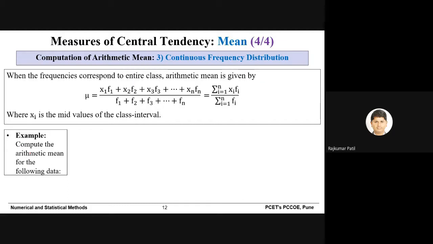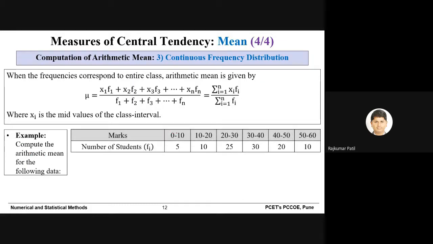The example is: compute the arithmetic mean for the following data. So you can see here, instead of a single value, a range is given. Between 0 and 10 marks, 5 students are there. Between 10 and 20, 10 students are there. Between 20 and 30, 25 students are there. Between 30 and 40, 30 students are there. Between 40 and 50, 20 students are there. And between 50 and 60, 10 students are there.